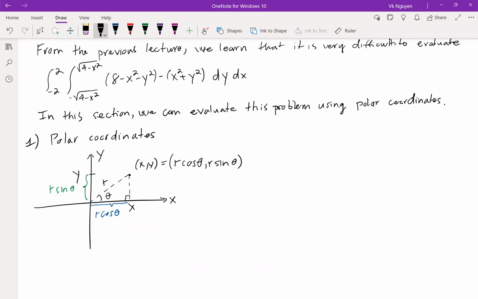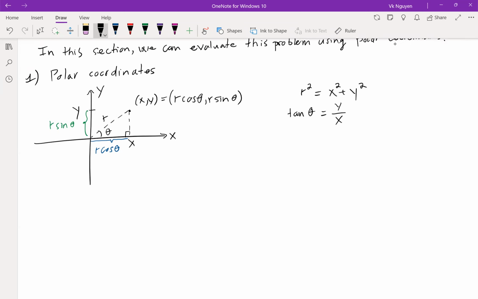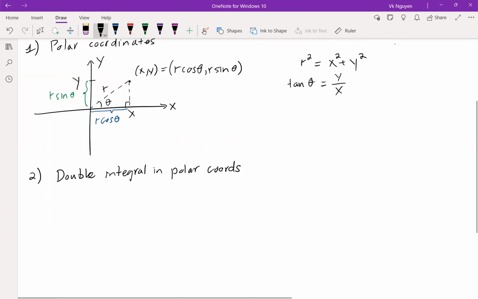A few more things you get to know about this: r squared is x squared plus y squared, and the tangent of the angle theta is y over x. Now here comes the double integral in polar coordinates. How do we compute dA?